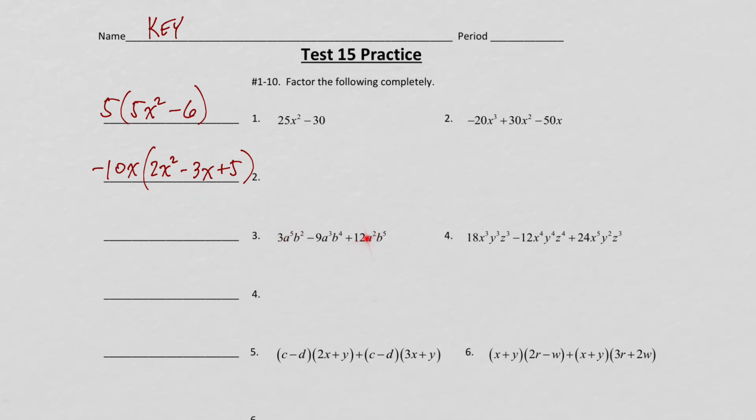Okay, these are all divisible by 3, so I'm going to pull out a 3, and I'll pull out an a squared because that's the smallest of all of the a's. And I'll pull out a b squared because that's the smallest of all of the b's. And then I'll open up a parentheses, and I'll have a to the third minus 3ab squared plus 4b to the third. And I'm just going to double check that this cannot be factored, but it can't, so this is my final answer.